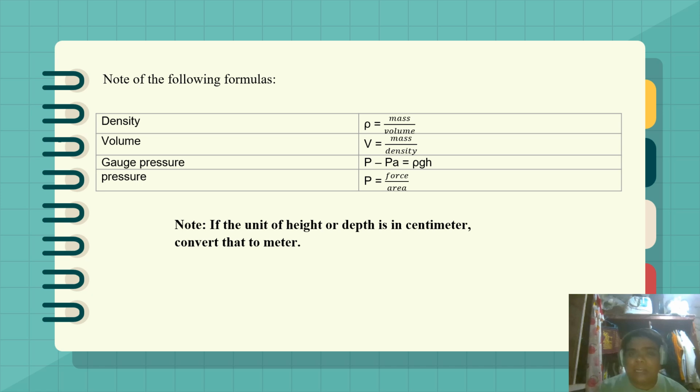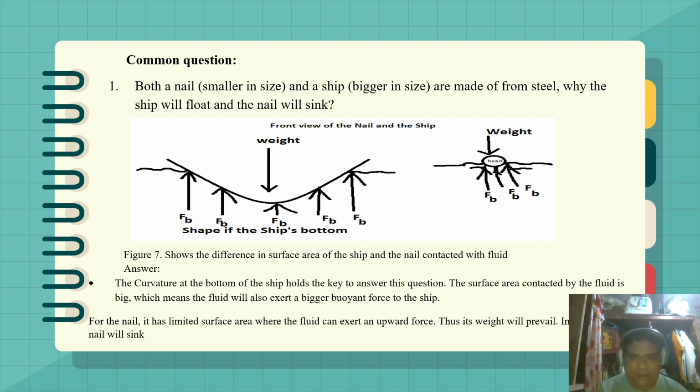For density, we have rho equals mass over volume. For volume, mass over density. Gauge pressure, P equals rho g h. Pressure equals force over area. So, common question: both a nail, smaller in size, and a ship, bigger in size, are made from steel. So, why will the ship float and the nail sink? So the answer here is because of the buoyancy.